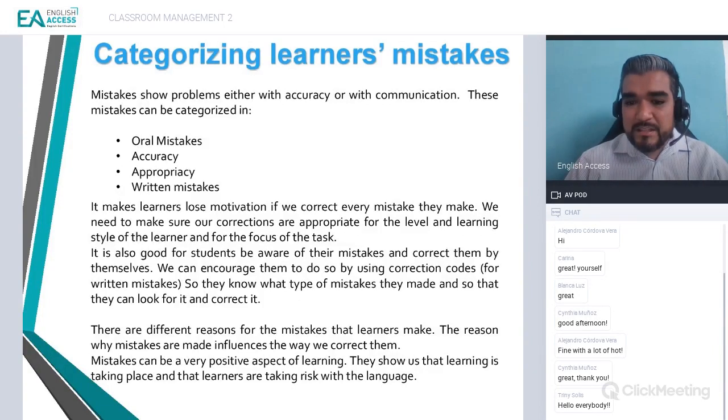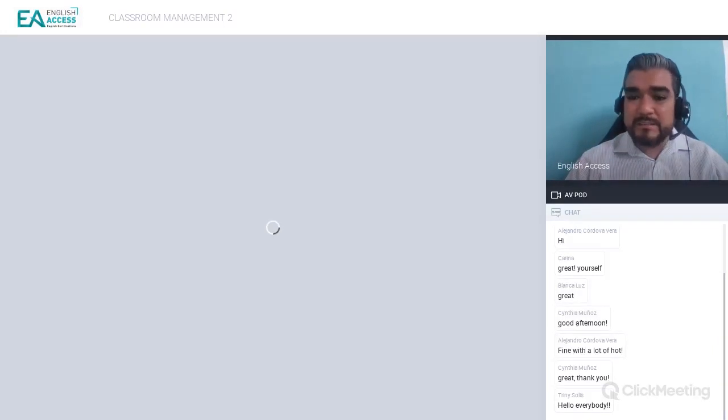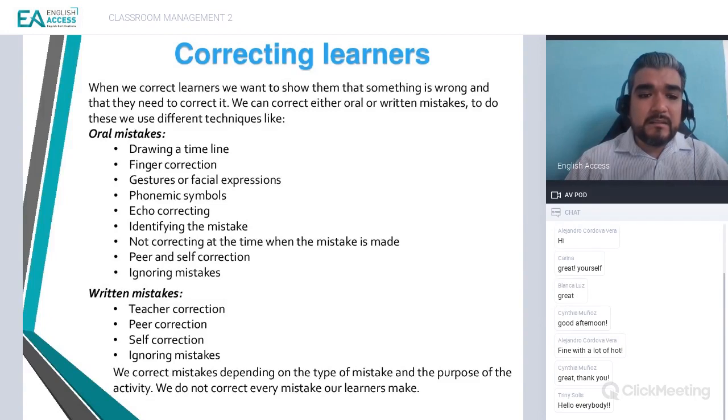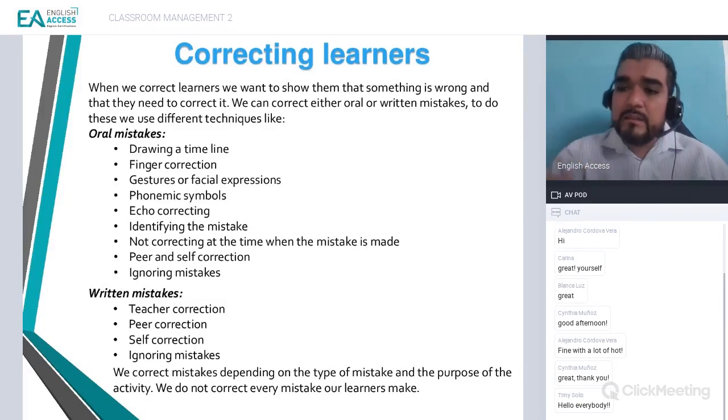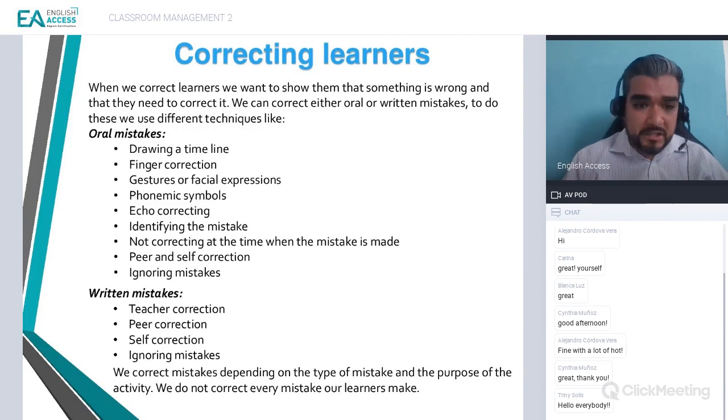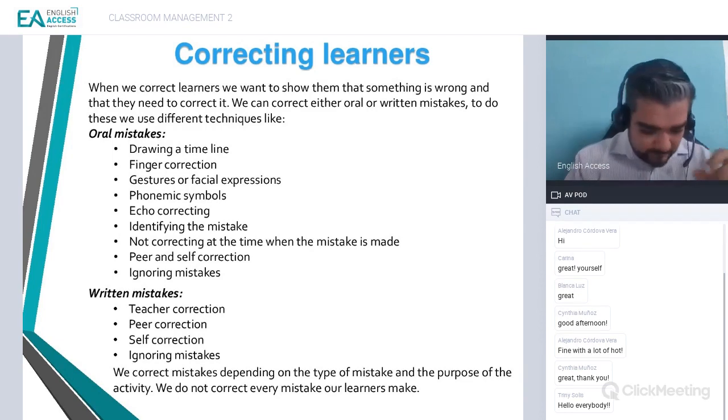strategies that we can use with our students, right? We said that different correction strategies that we can use when working with oral production, right? We talk about the timeline. That you basically draw a timeline in order to explain to students where in the timeline the tenses are and how the tenses are going to be used.